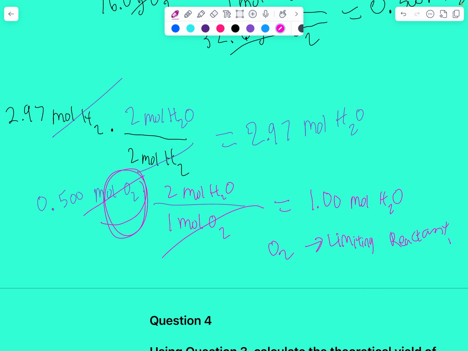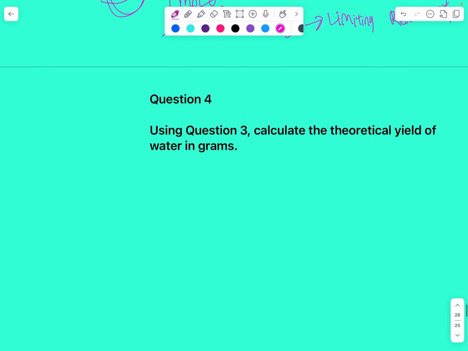Let's try practice problem 4. Using question 3, calculate the theoretical yield of water in grams. So use your product from the limiting reactant. We have 1 mole of water, and we want to convert moles to grams, because we're trying to get the theoretical yield of water in grams. So I have 1 mole of H2O from the last problem because that was the limiting.